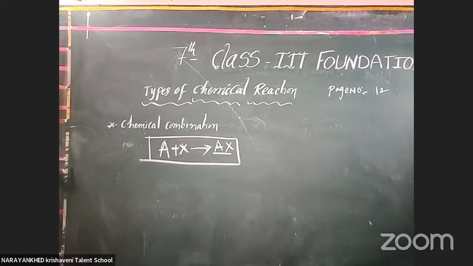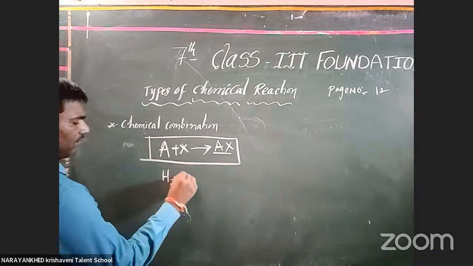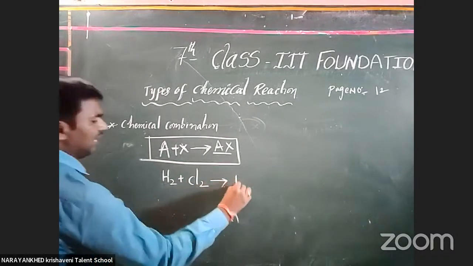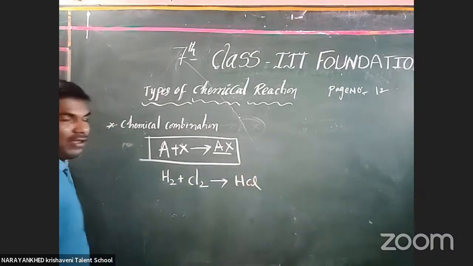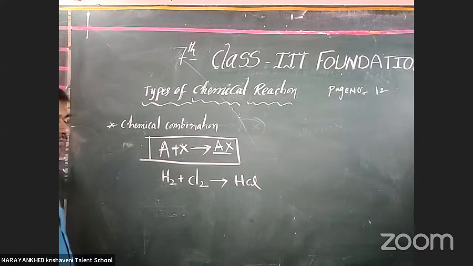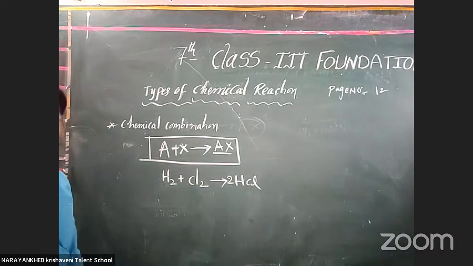There is an example we have to take here. H2 is combined with Cl2. It forms what? HCl. Okay, clear or not, all the students? H2 forms HCl. Okay. And here, what is formed? 2HCl is formed.